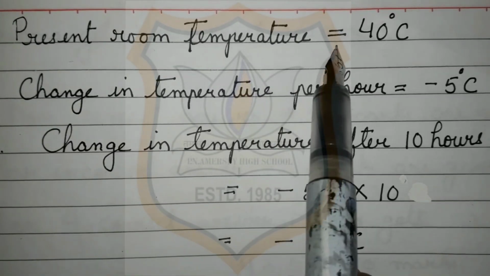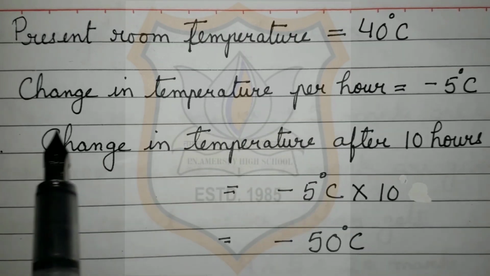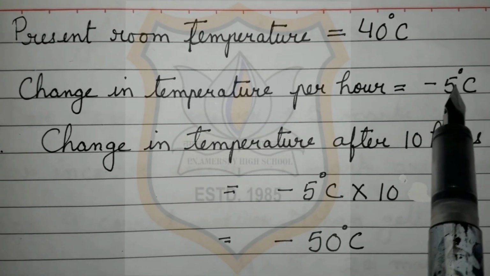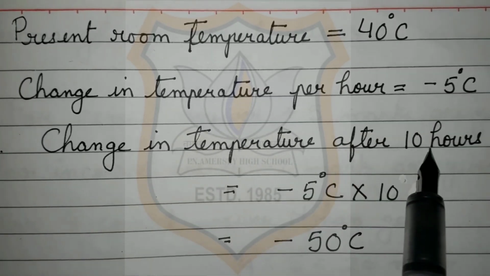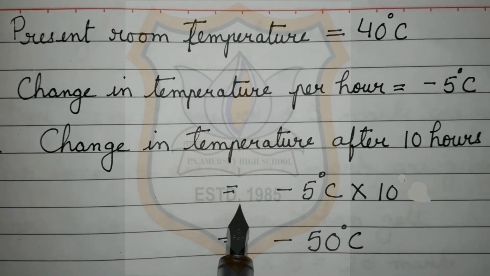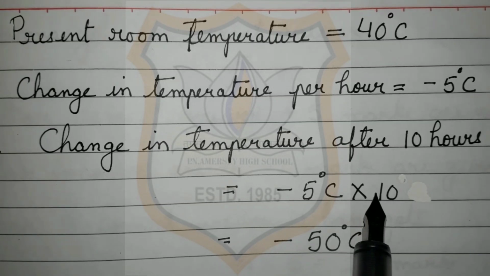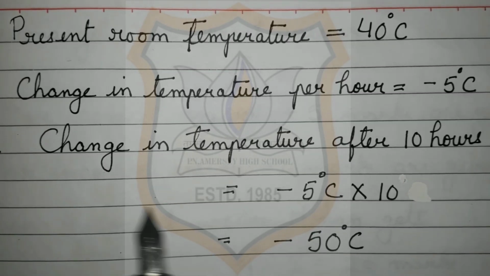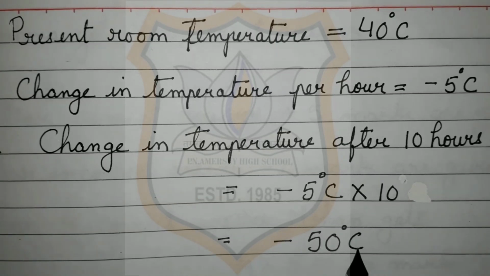Students, present room temperature is 40 degrees Celsius. That has already been mentioned in the question. Change in temperature per hour, that means every hour, is equal to minus 5 degrees Celsius. Now, change in temperature after 10 hours that we have to calculate, that is equal to minus 5 degrees Celsius into 10. Minus into plus, minus 5 tens are 50. Answer is minus 50 degrees Celsius. Therefore, we can say that change in temperature after 10 hours will be minus 50 degrees Celsius.